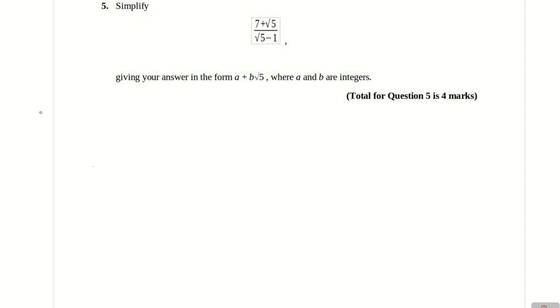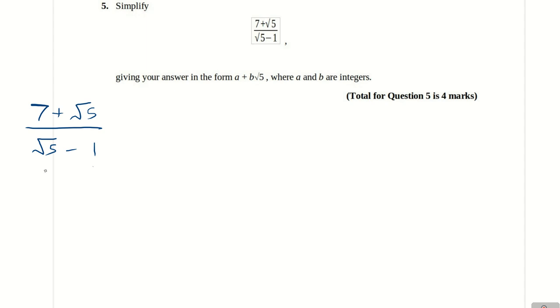We've got to simplify this fraction now, and we want the answer in the form a plus b root 5. Now what we're doing here is otherwise known as rationalising the denominator.